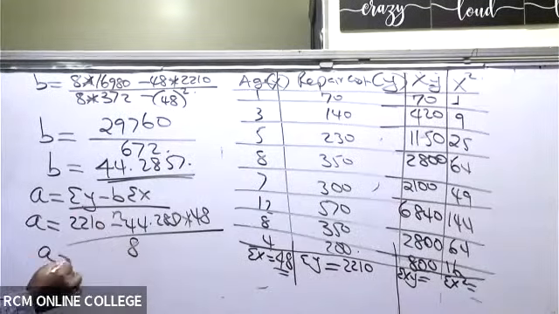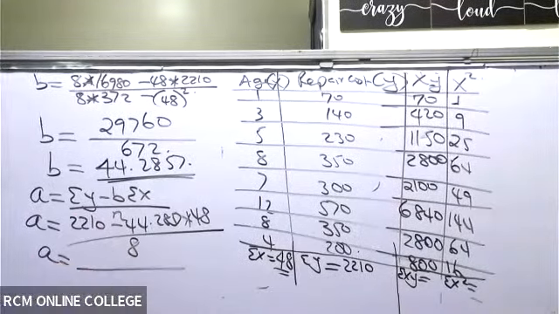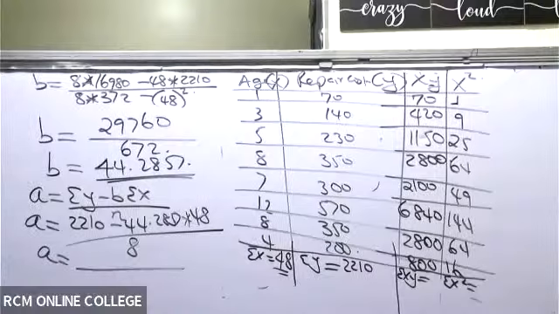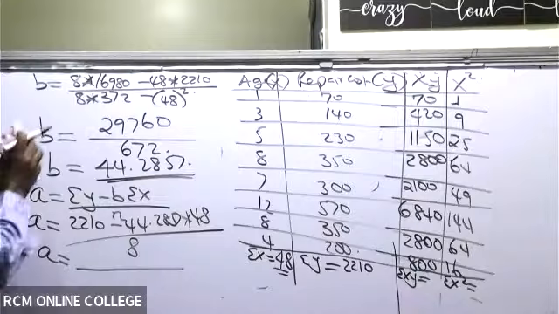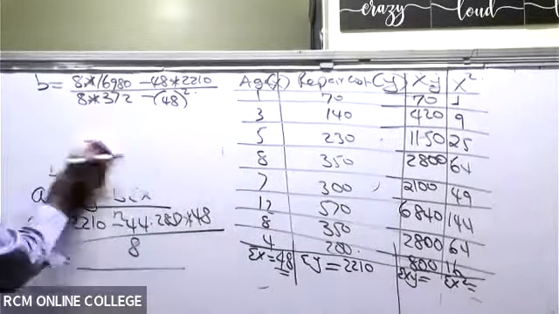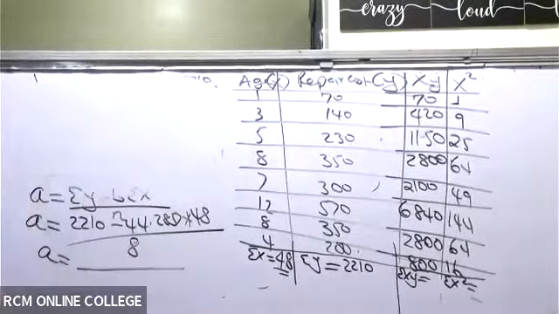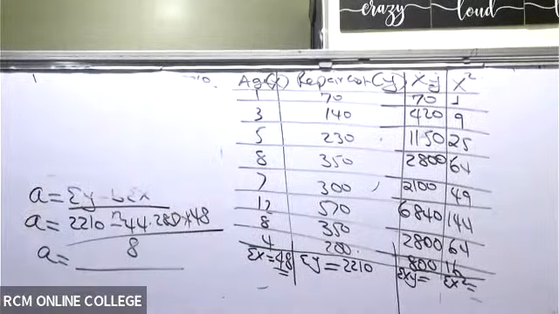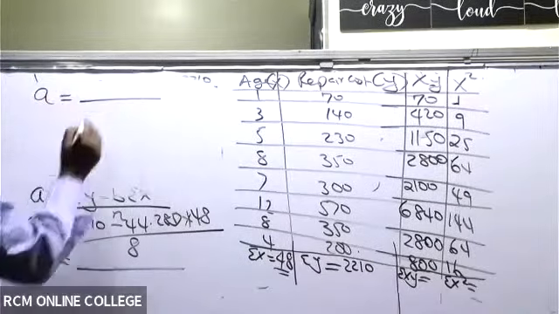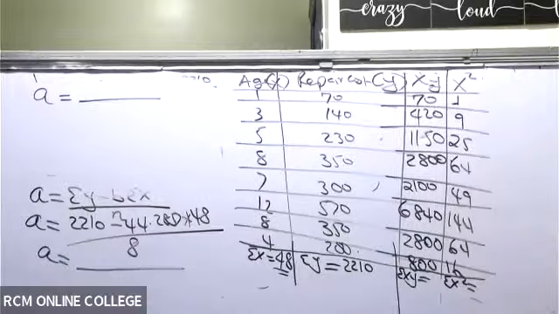Again, go slowly and give me the numerator. Is there somebody who is able to give me the numerator for getting the value of A? To get the numerator, we are taking 2210 minus 44.2857 times 48. What do we have there as the numerator?